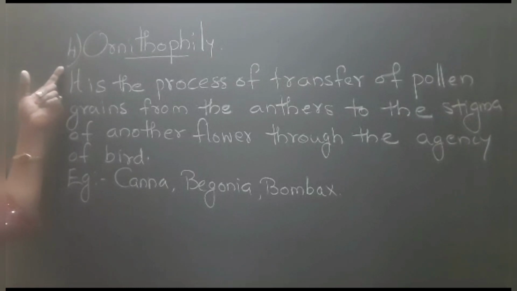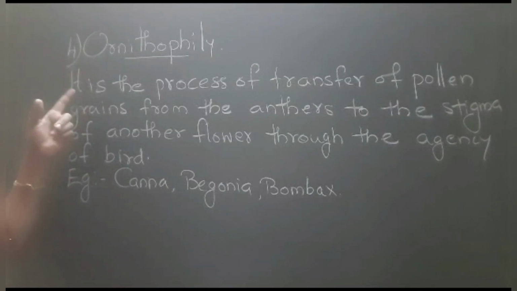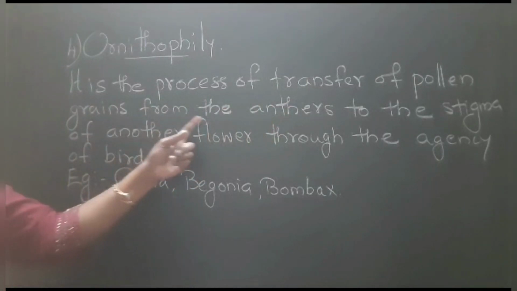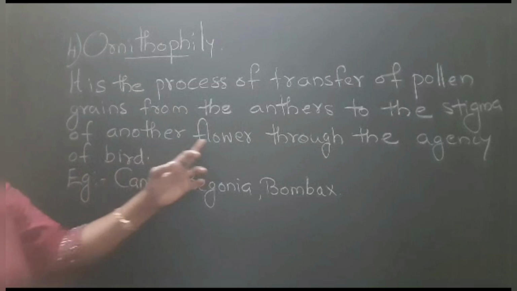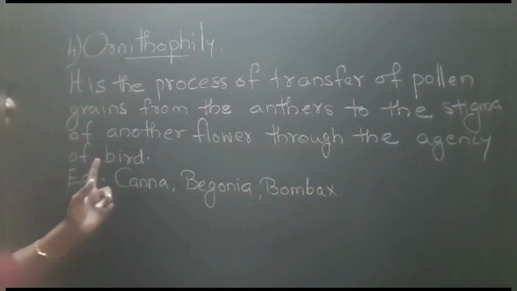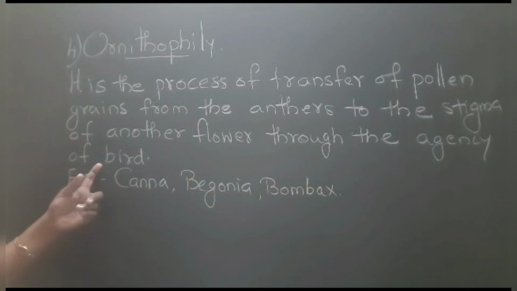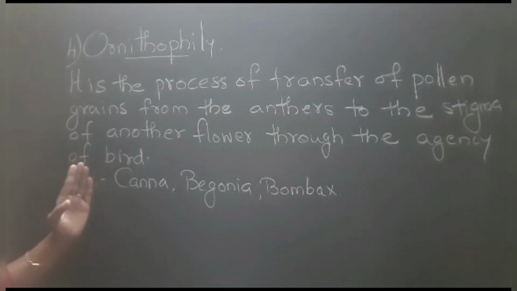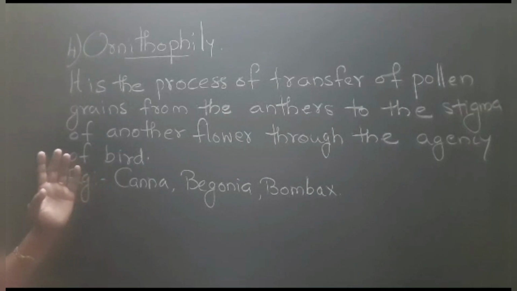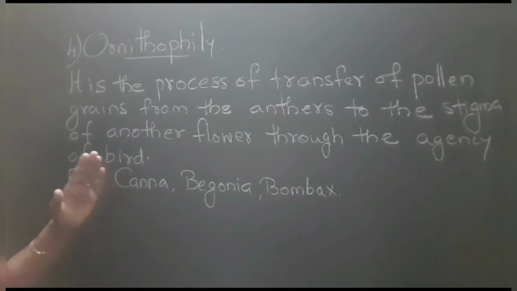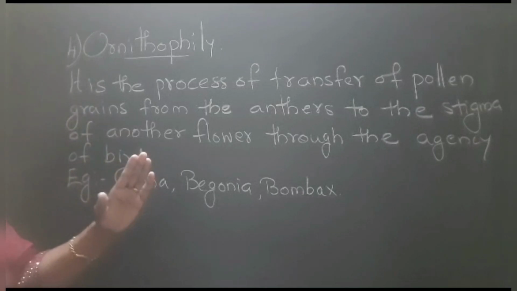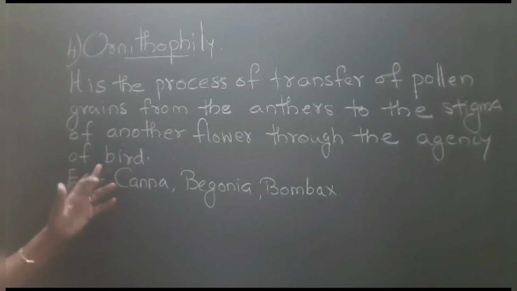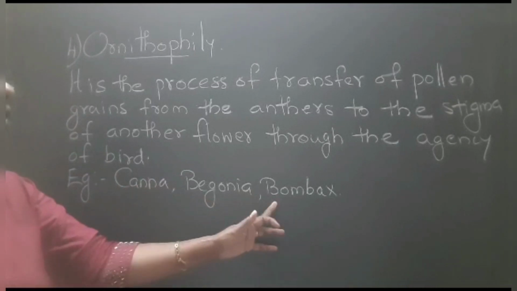The fourth agent of pollination is ornithophily. It is the process of transfer of pollen grains from the anthers of one flower to the stigma of another flower through the agency of birds. Example, Canna, Begonia, Bombax.